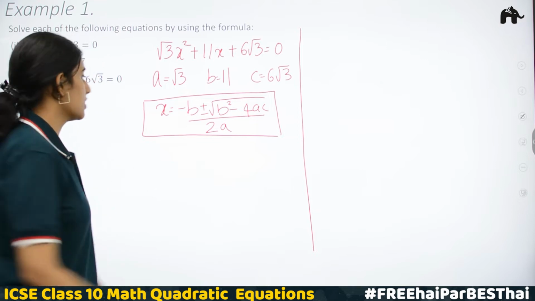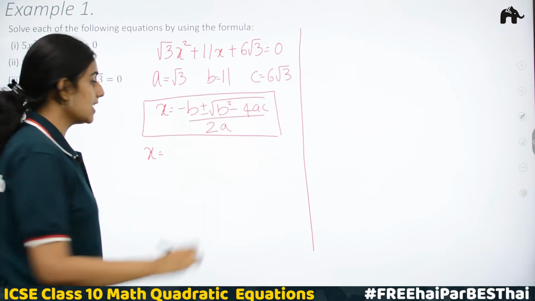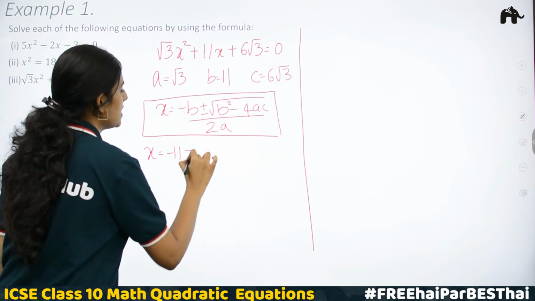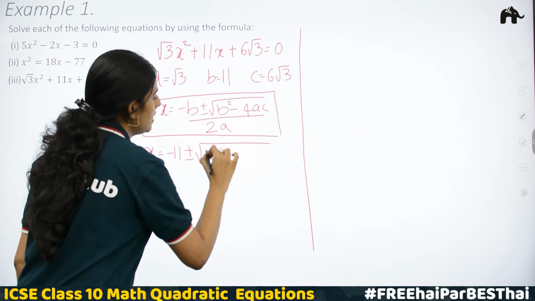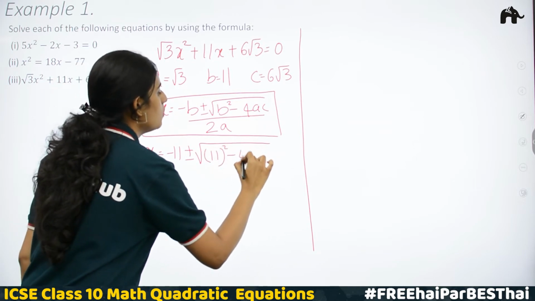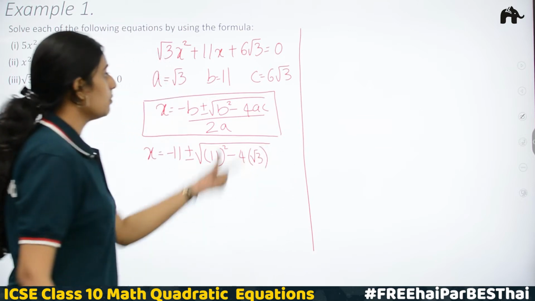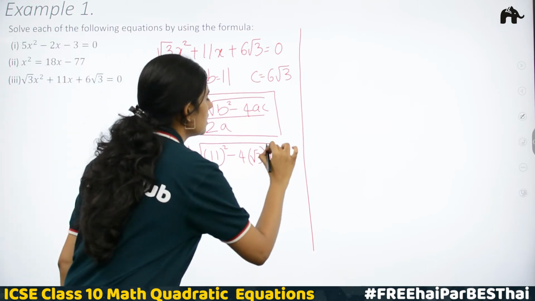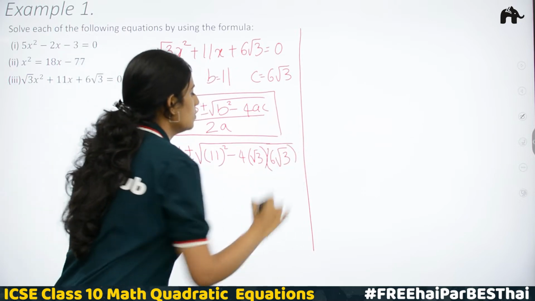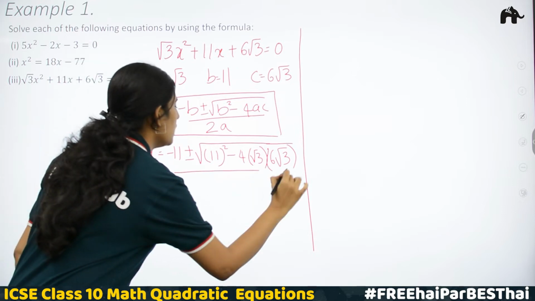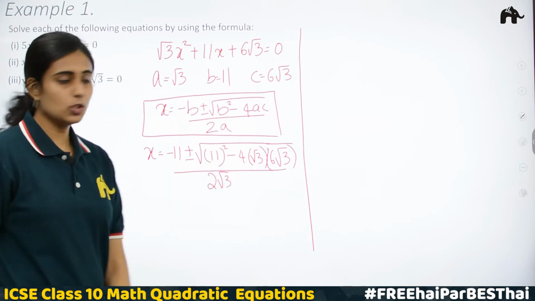Substitute the values. x is equal to minus b, that is minus 11, plus or minus root of b square, that is 11 square, minus 4 into a, which is root 3. What about c? c is 6 root 3. Divided by 2a, 2 into root 3.